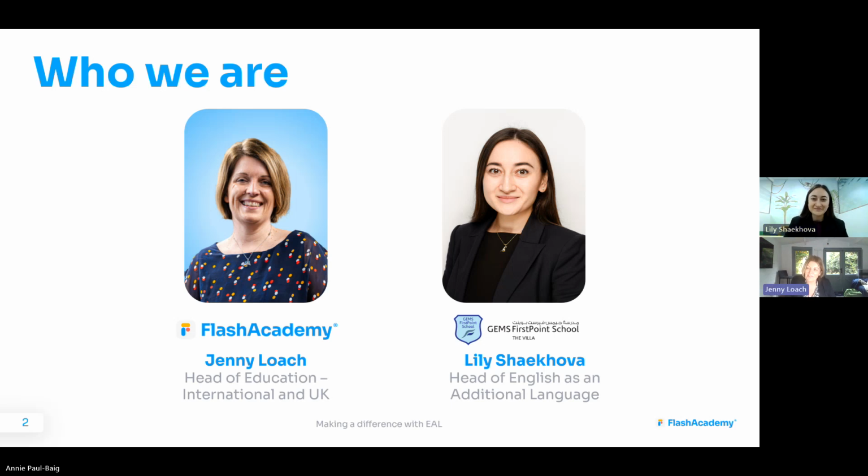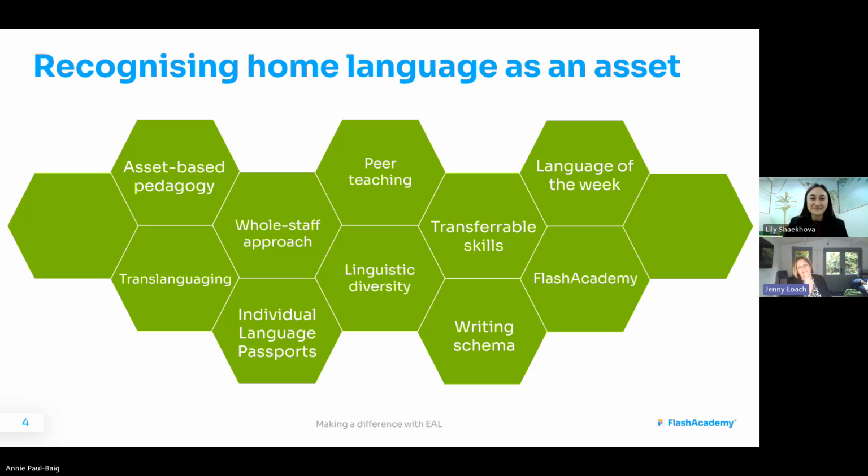So let's begin. Lily, why is it so important to recognise a student's first language as an asset, and what impact can that have on the student? That's a great question, Jenny, and it's one that really gets to the heart of how we approach language learning. Recognizing a student's first language as an asset is crucial, not just for their language development, but also for their overall academic success. So let's think about this through a scenario.